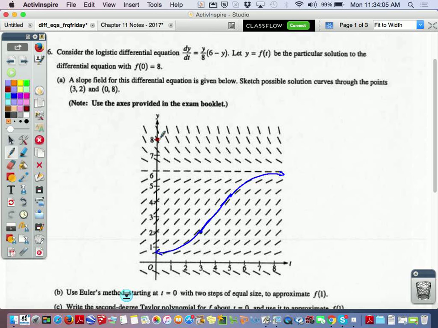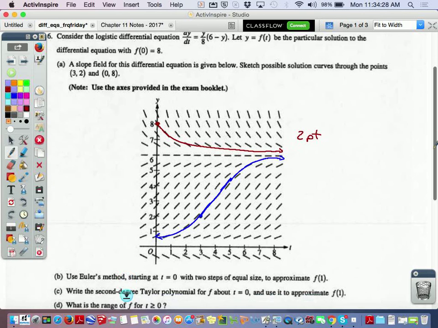Again, they give us the point. Now this one just goes down and then it levels off at 6. And that one's going to come up again in question D. But if we got both of these, this is a 2-point question, 1 point for each of those curves. So those are like free points. All right, moving on to question B.